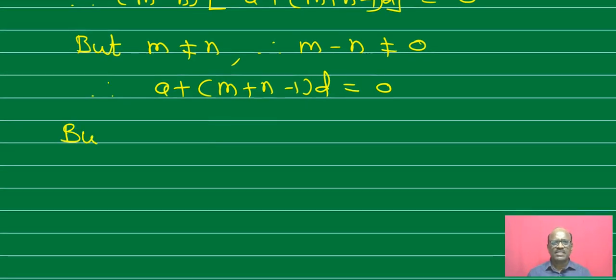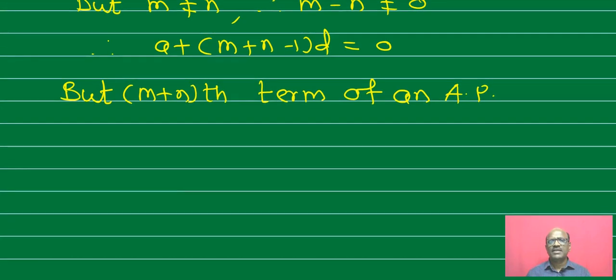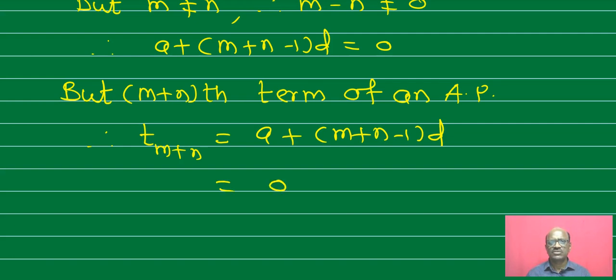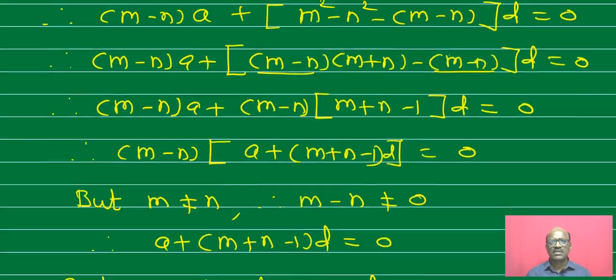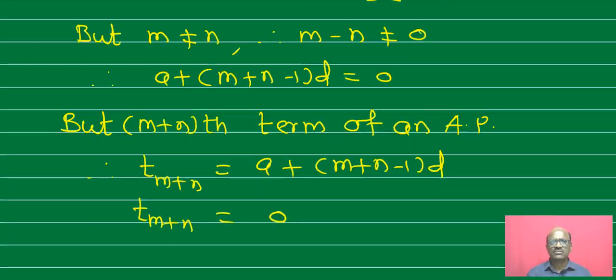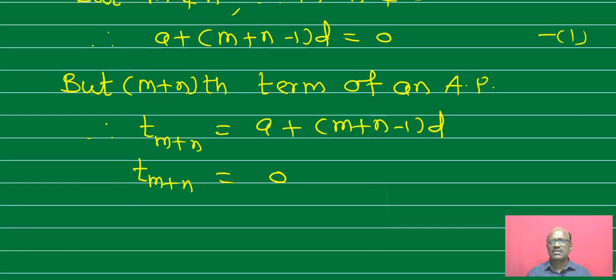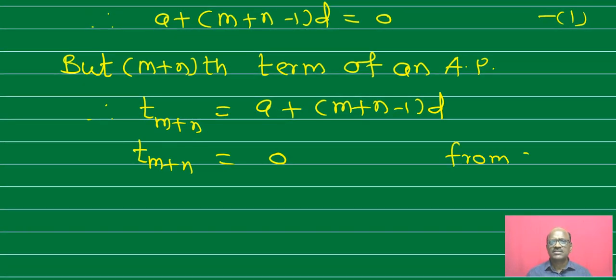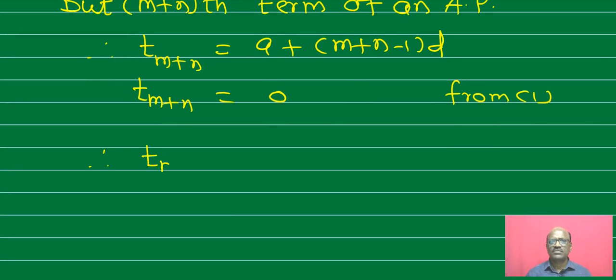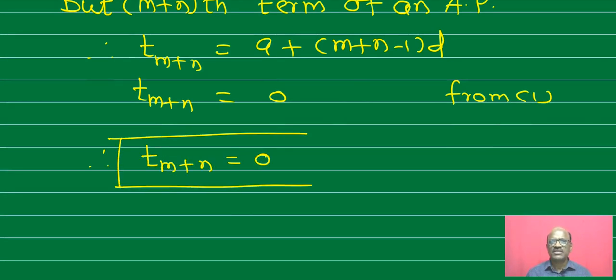Therefore the (m plus n)-th term of an AP, that is T of m plus n, is equal to a plus (m plus n minus 1) into d, that is equal to 0. T of m plus n is equal to 0. Now the last example.